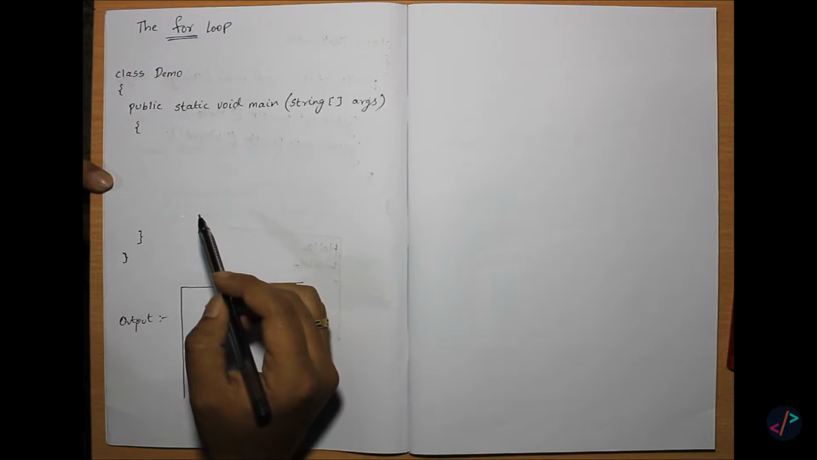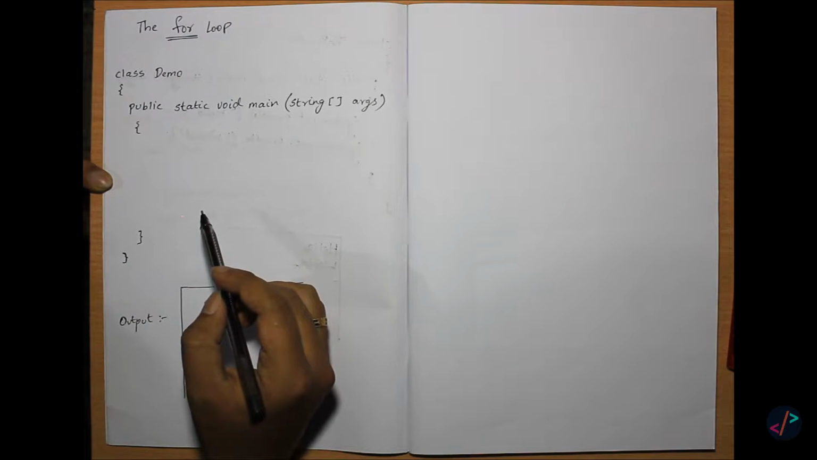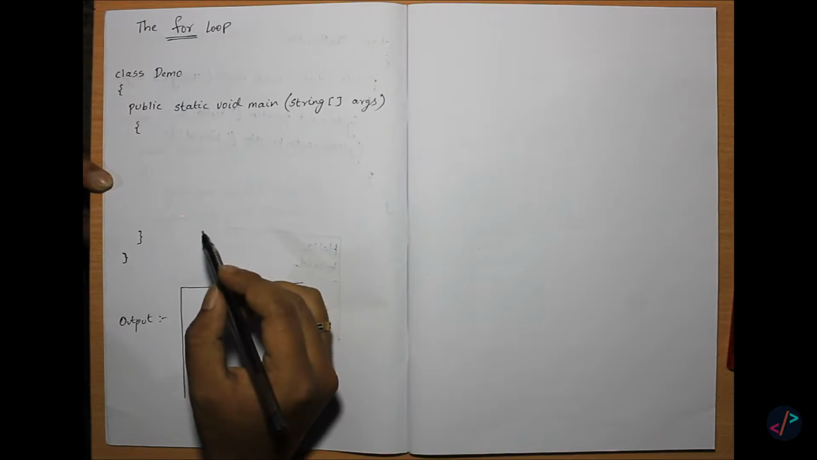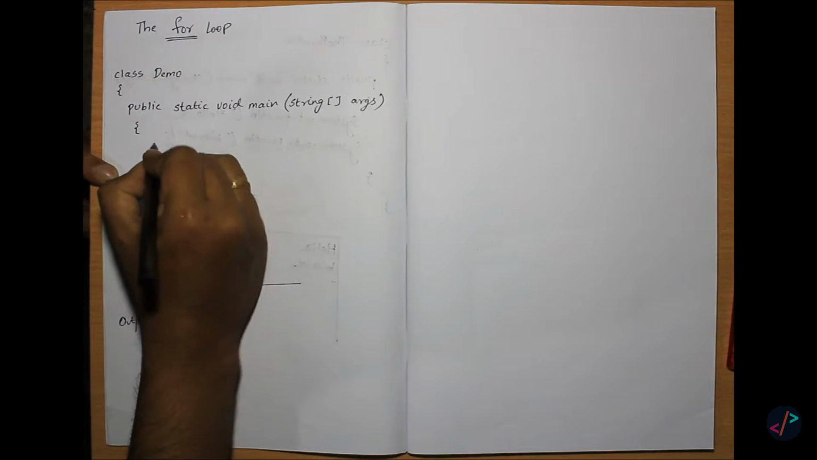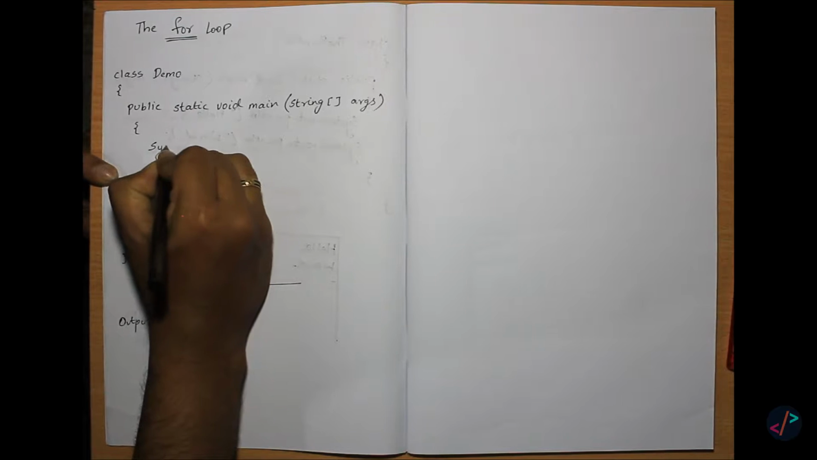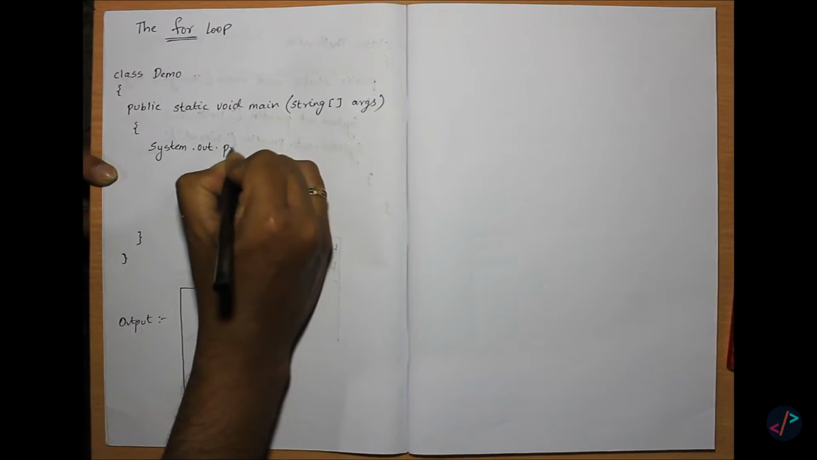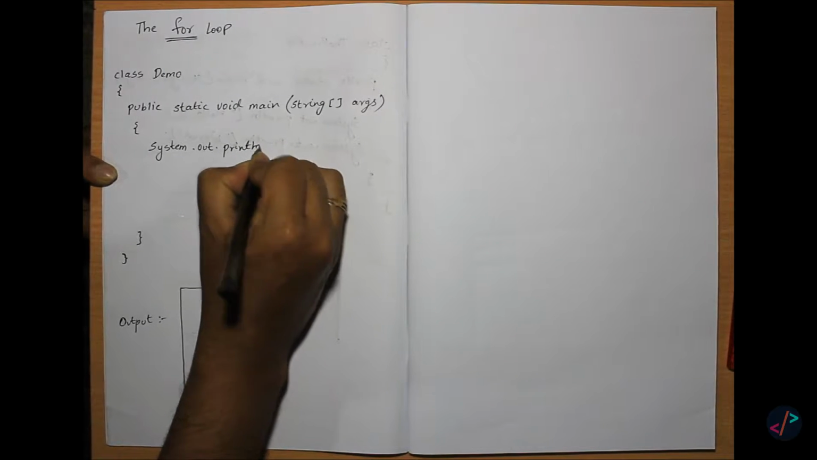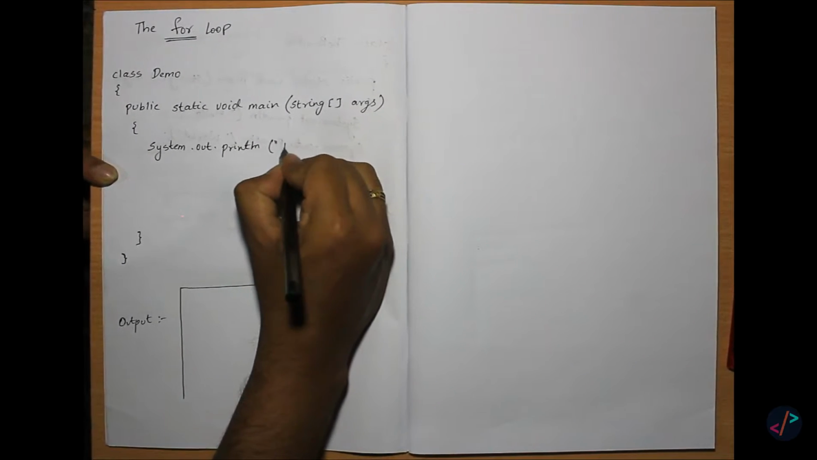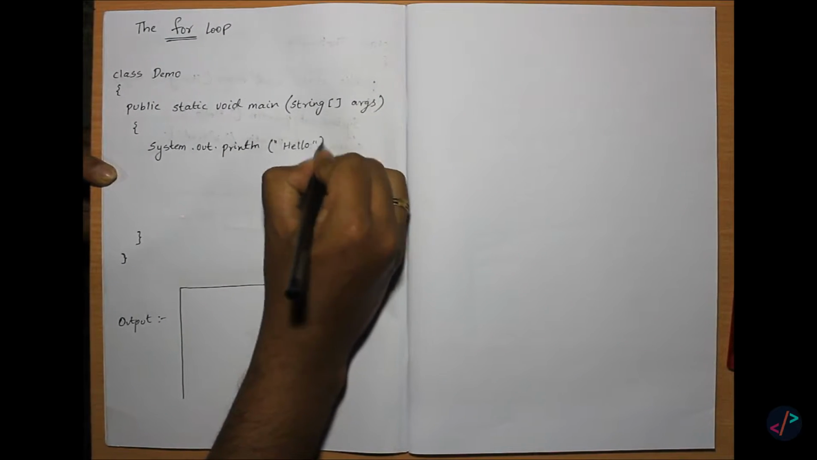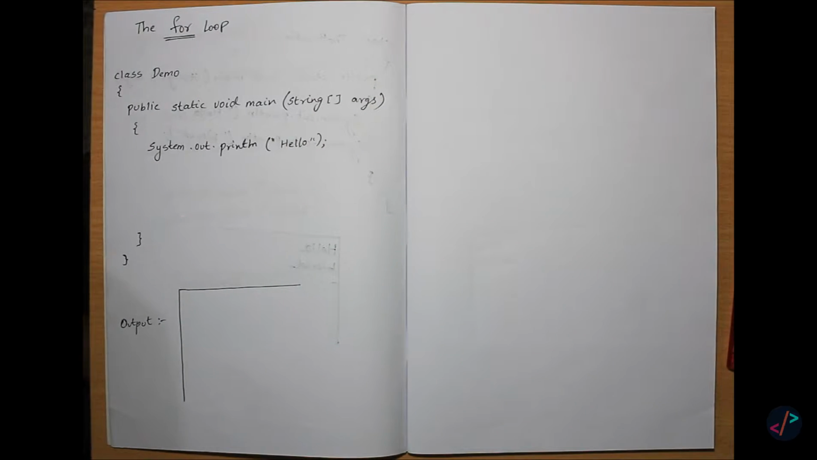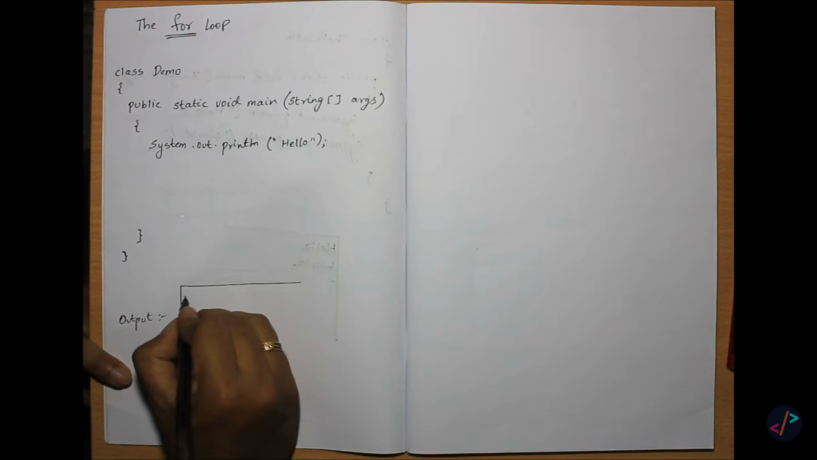In this program, all I want is to print something on my screen. Maybe I want to print hello. How will you do it? We all know to print something on the screen, we will now be using this statement called as system.out.println, and inside which I will now pass hello. If you write a program like this, of course, when you execute, on my screen I will now be getting hello.